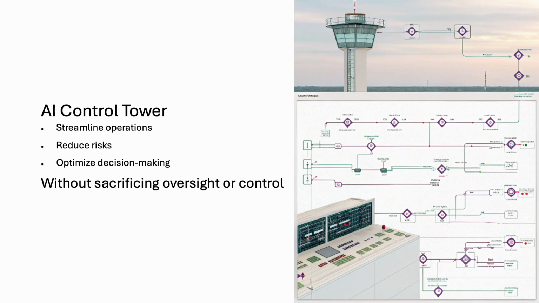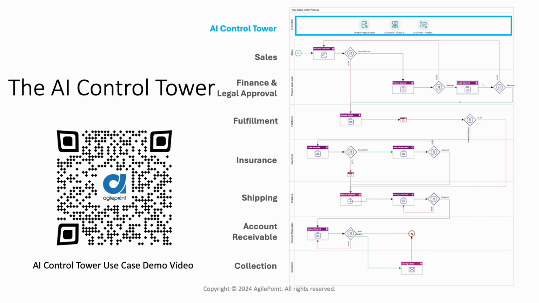With the AI Control Tower, you can effortlessly leverage the power of predictive AI to streamline operations, reduce risks, and optimize decision making. And the best part? Well, you can achieve all of this without sacrificing oversight or control. So what exactly is the AI Control Tower?